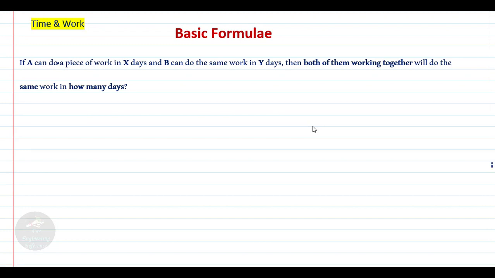This is one of the basic and important concepts in time and work. If you see in this problem, if A can do a piece of work in X days and B can do the same work in Y days, then both of them working together will do the same work in how many days? So first we have to find A's 1 day work and B's 1 day work.